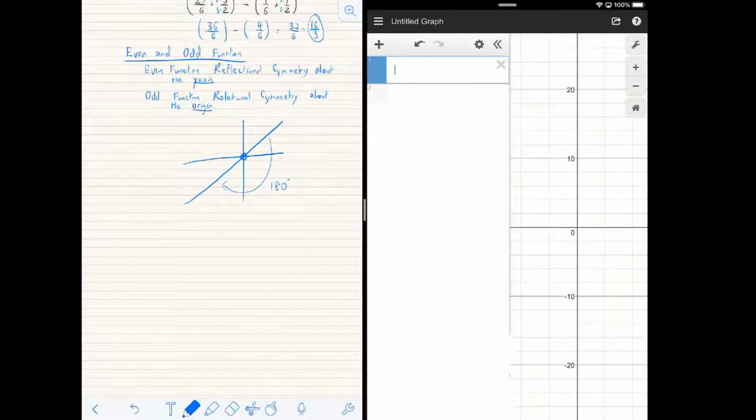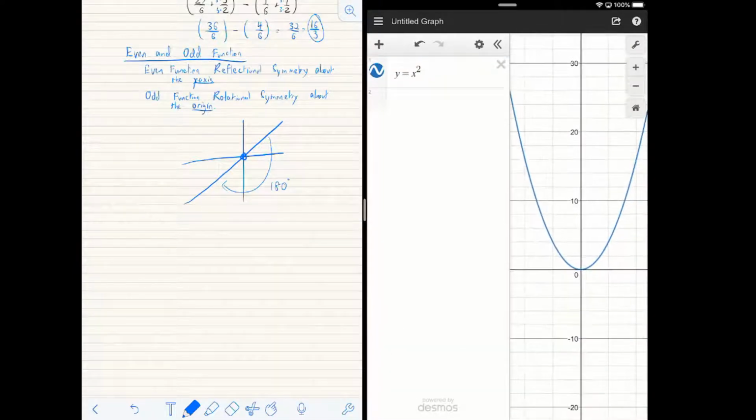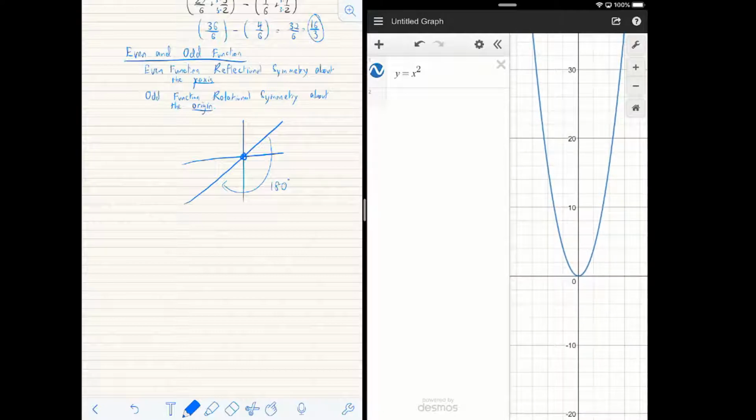Now, something that is even, y is equal to x squared, has reflectional symmetry about the y-axis. It means that if you fold it on top of itself, if I have my good old parabola and reflect it over the y-axis, it ends up folding on top of itself, and so therefore that is considered to be an even function.